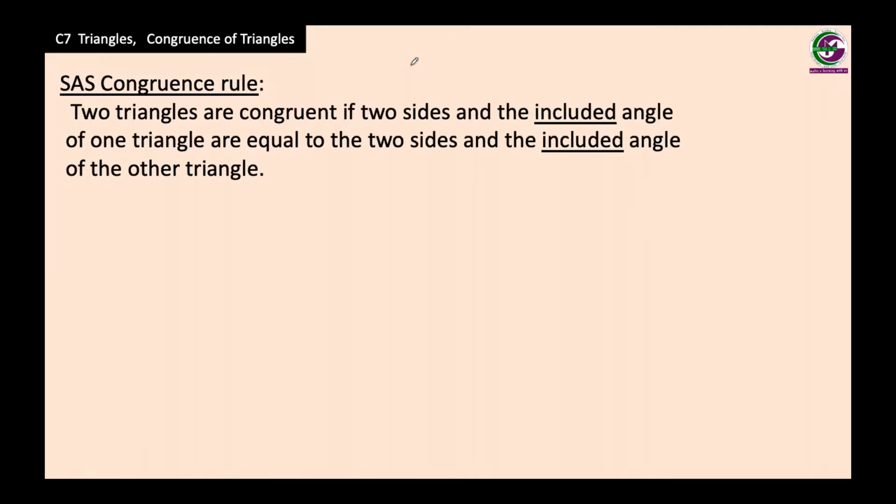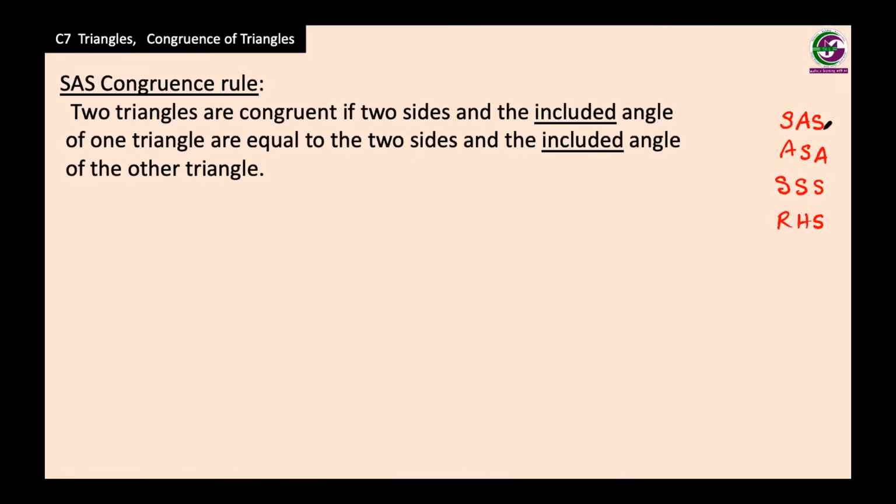But there are 4 criterions or 4 rules which say if only 3 parts of 2 triangles are the same, then they are congruent. Let us briefly see what are the rules here. The 4 criterions are, first one is SAS, next one is ASA, next is SSS, and the last one is RHS. From the abbreviations, they are clear.